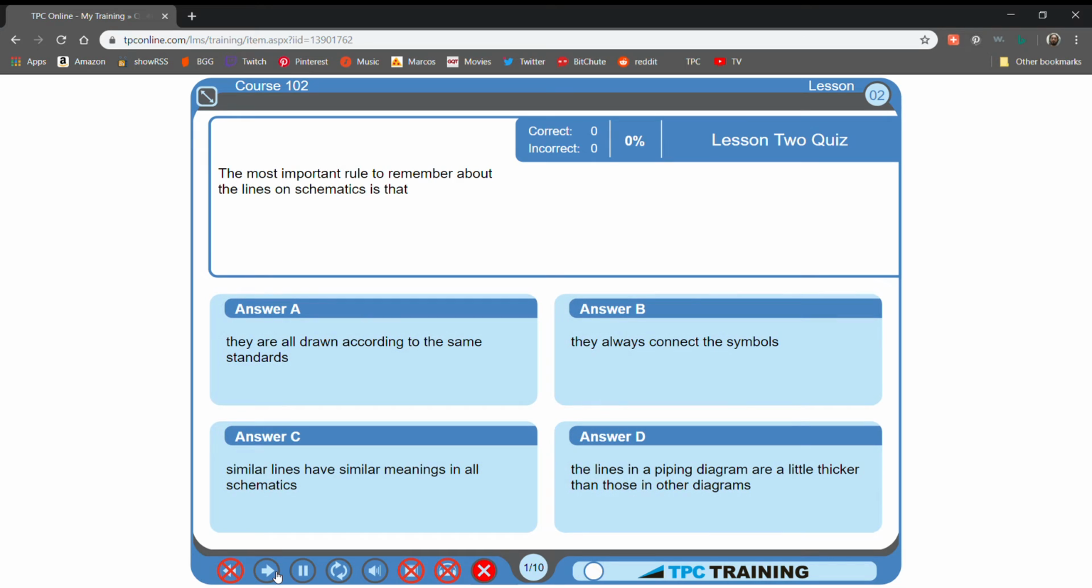The most important rule to remember about the lines on schematics is that A. They are all drawn according to the same standards. B. They always connect the symbols. C. Similar lines have similar meanings in all schematics. Or D. The lines in a piping diagram are a little thicker than those in other diagrams.